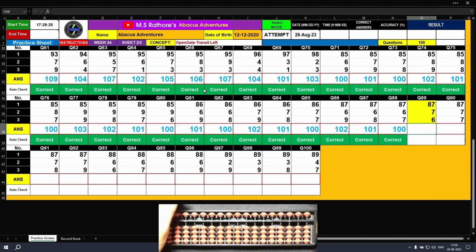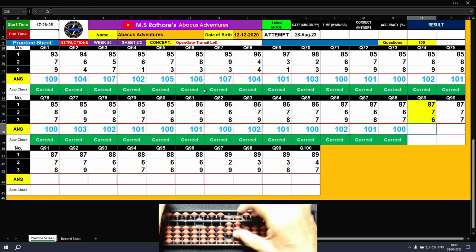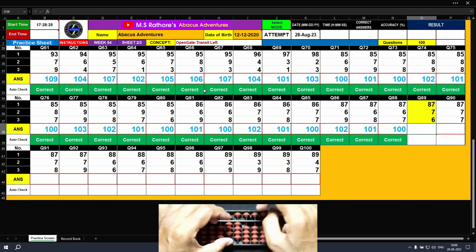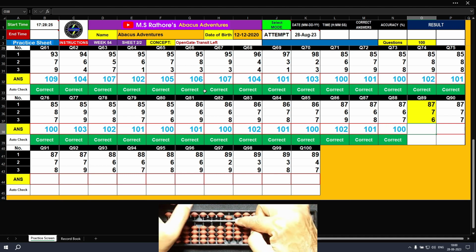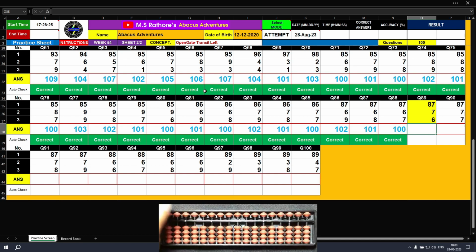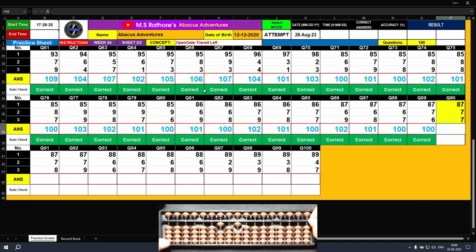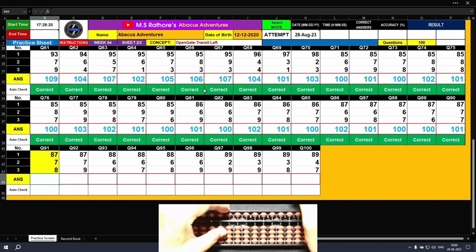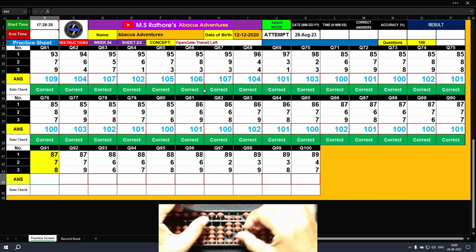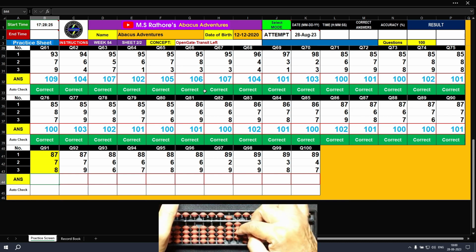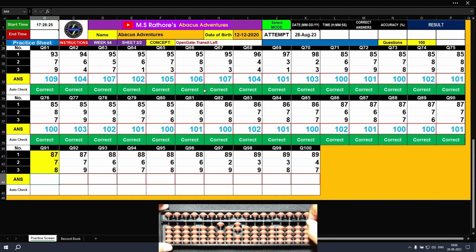Question number 89. Plus 80 plus 7. Plus 7 combination plus 6 big friends. And the answer is 100. Question number 90. Plus 80 plus 7 plus 7 combination plus 7 this time big friends. The answer is 101. Question number 91. Plus 80 plus 7 plus 7 combination plus 8 big friends. The answer is 102.